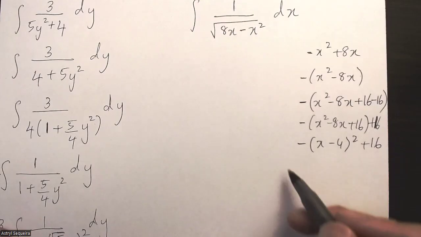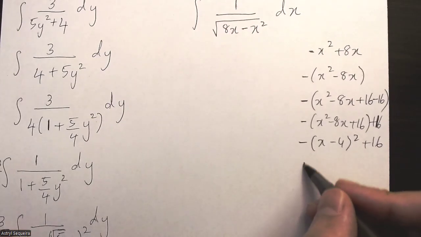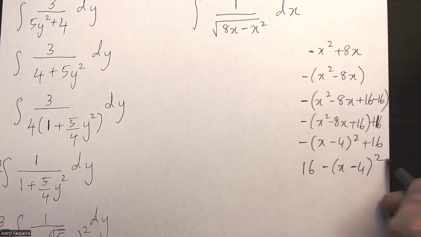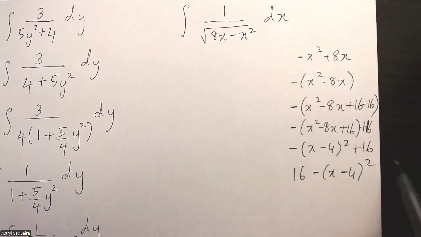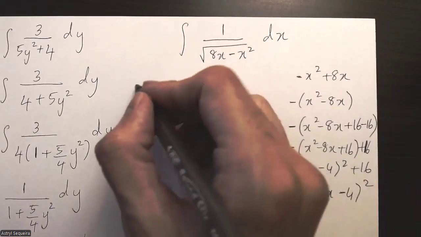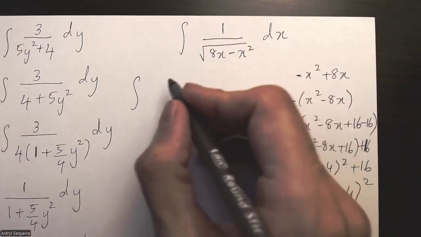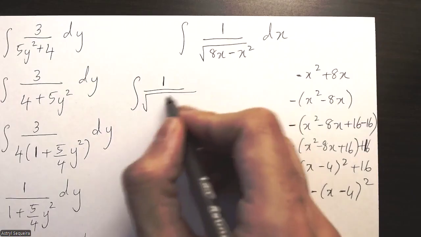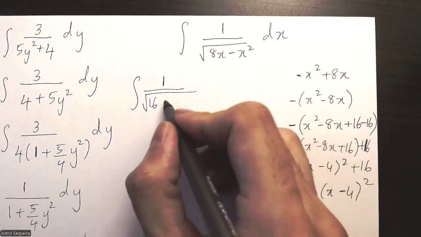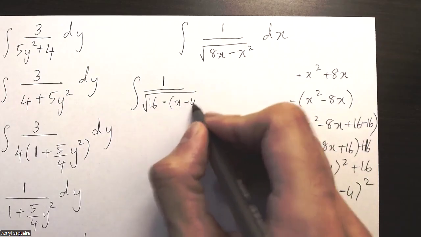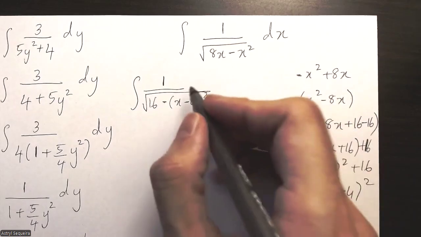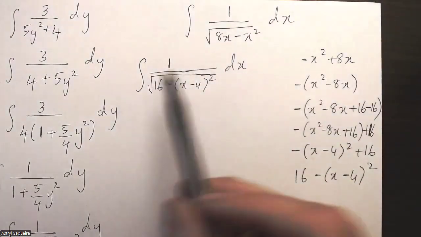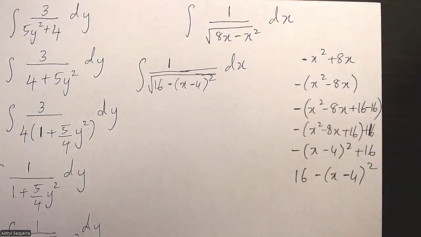And then I'm going to rewrite it with the constant in the front so that it kind of looks more like the derivative of the arcsine function. So this is basically the same as that. I'm going to replace my integral over here with 1 over square root 16 minus x minus 4 squared. Now that I have this over here, this is just an integration by substitution.